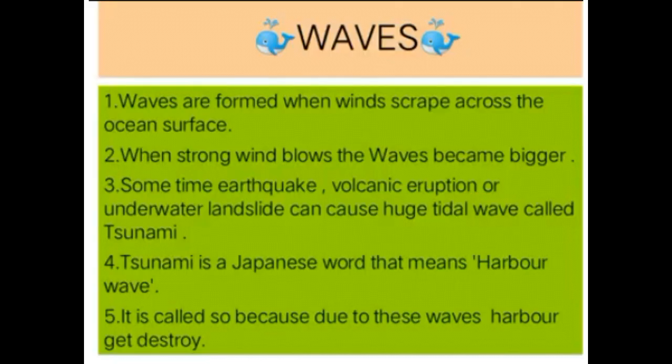The waves are formed when winds crash across the ocean surface. When strong wind blows, the waves become bigger. Sometimes earthquake, volcanic eruption, or underwater landslide can cause huge tidal waves called tsunami. Tsunami is a Japanese word that means harbor waves. It is called so because due to these waves, harbors get destroyed.